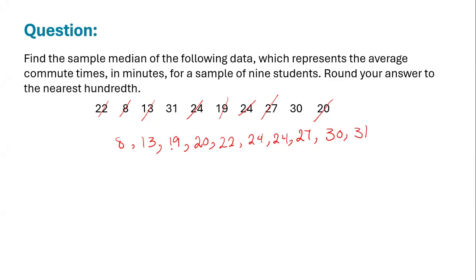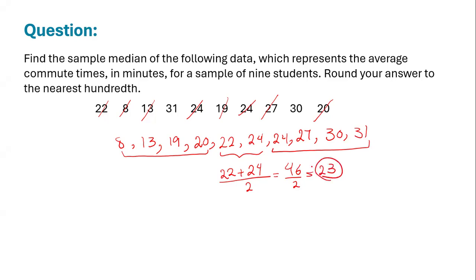Okay. Now, after putting the numbers in order from least to greatest, I have 10 numbers. If I put them in groups of 5, no number will be left. So I need to put them in groups of 4. So 1, 2, 3, 4. 1, 2, 3, 4. So I have two numbers in the middle. And I need to find the mean of these two numbers. If I add 22 and 24 and then divide by 2, it gives me 46 divided by 2, which is 23. So the median for this data set, which we can show by the letter M, is 23.